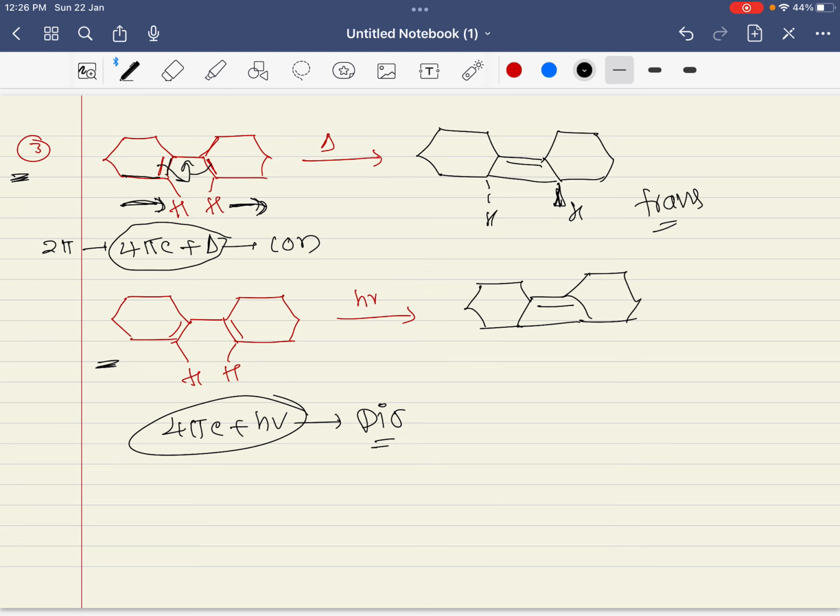Look at here, disrotatory means you have to move either inside or outside. So we'll move inside here. If you're flipping in this direction, hydrogen will go below. So I will write this. If you're flipping in this direction, again hydrogen will go below. So you will get this. So the product is cis.